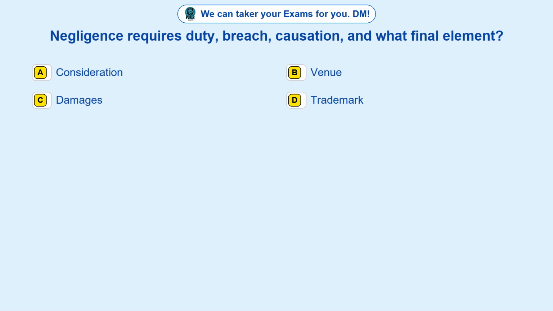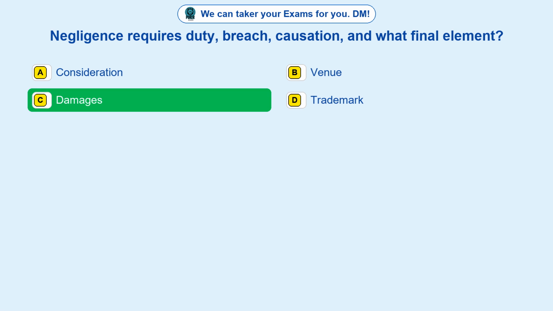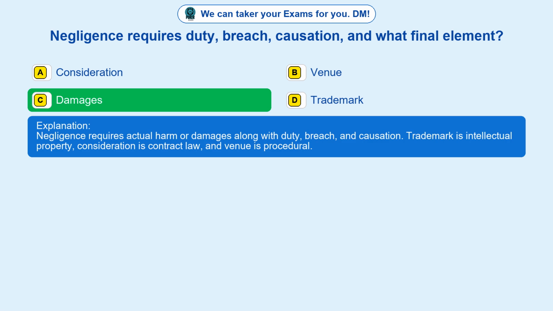Question 47. Negligence requires duty, breach, causation, and what final element? Option A. Consideration. Option B. Venue. Option C. Damages. Option D. Trademark. The correct answer is option C. Damages. Negligence requires actual harm or damages along with duty, breach, and causation. Trademark is intellectual property, consideration is contract law, and venue is procedural.